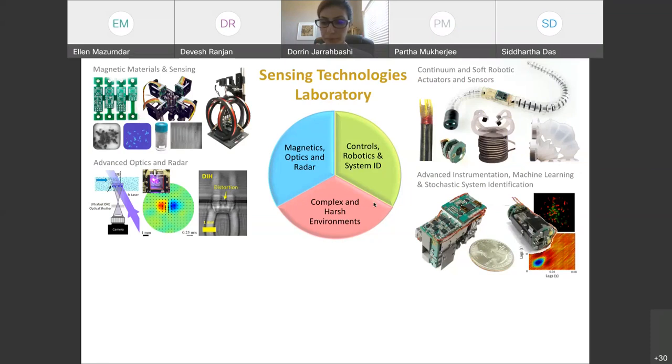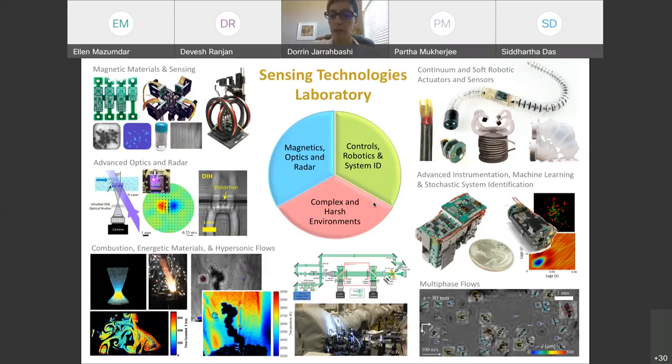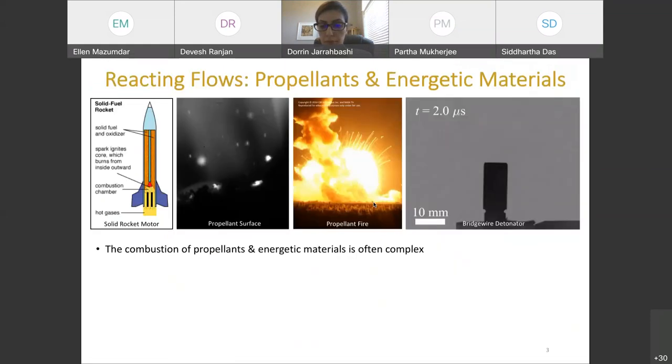So we're really interested in complex and harsh environments. So we're making measurements in combustion systems, turbulent flames, energetic materials, hypersonic flows, multi-phase flows, and a bunch of other areas. So today, actually, I'm going to focus a lot on energetic materials and solid rocket propellants, since the topic of today is reacting flows. So hopefully you guys will find that interesting or maybe unique.